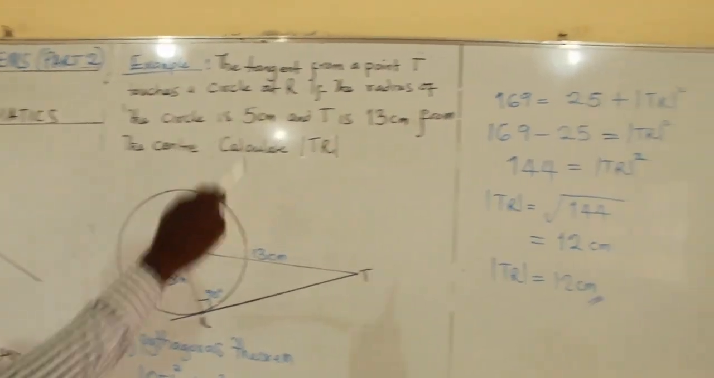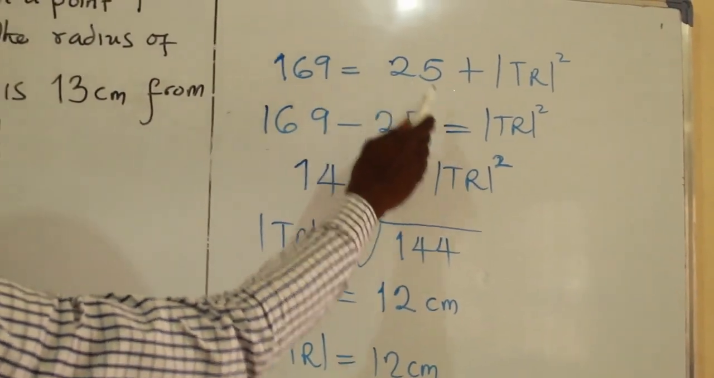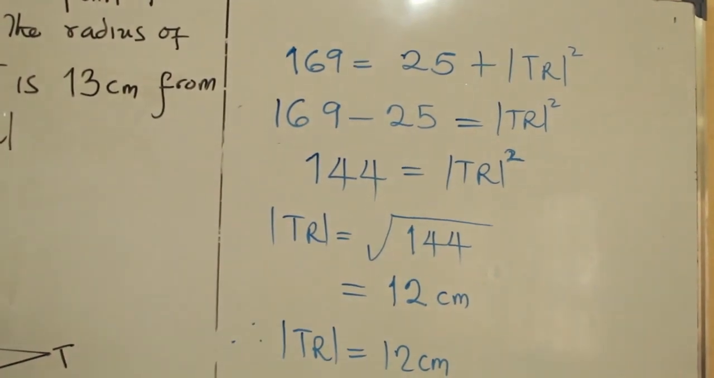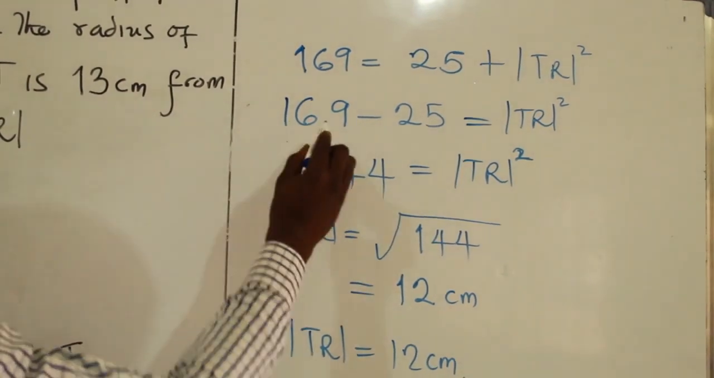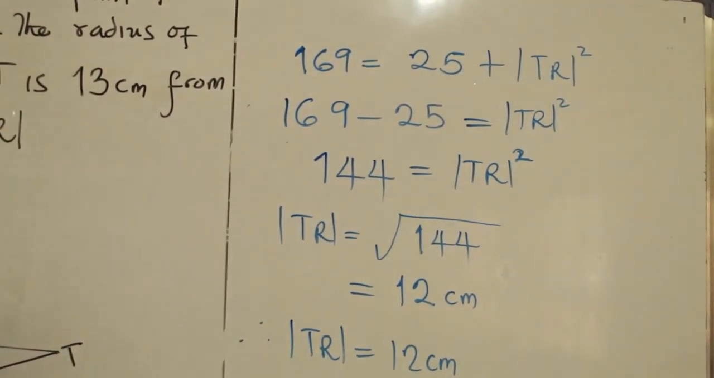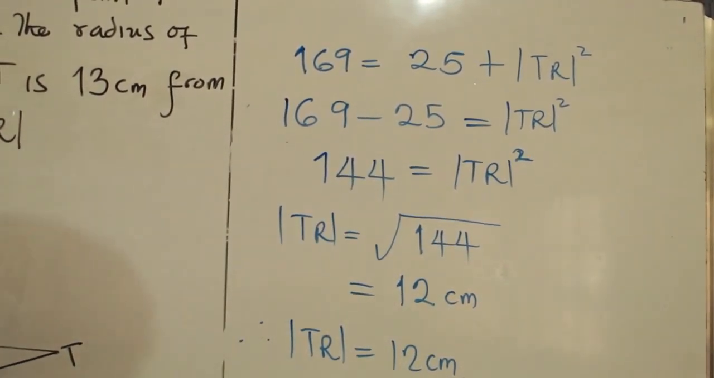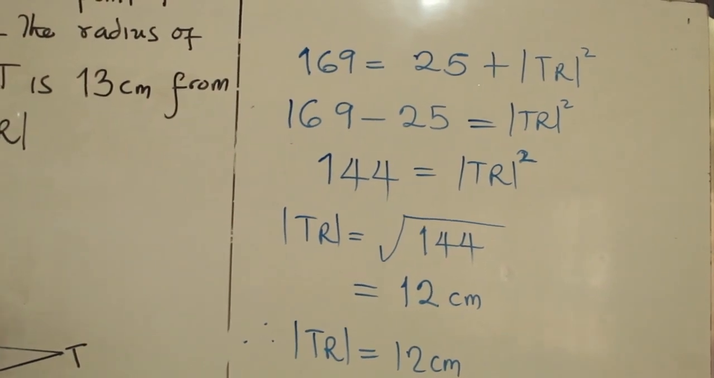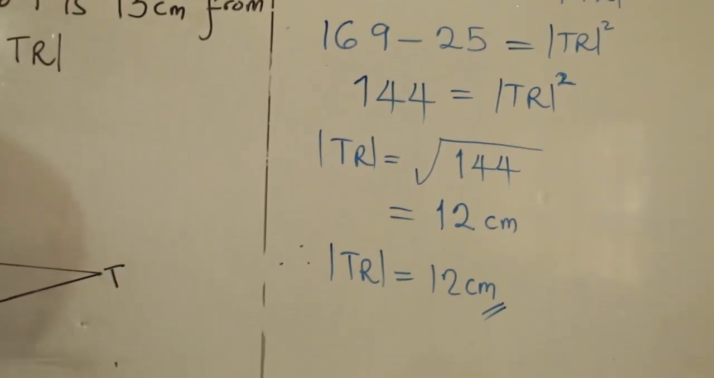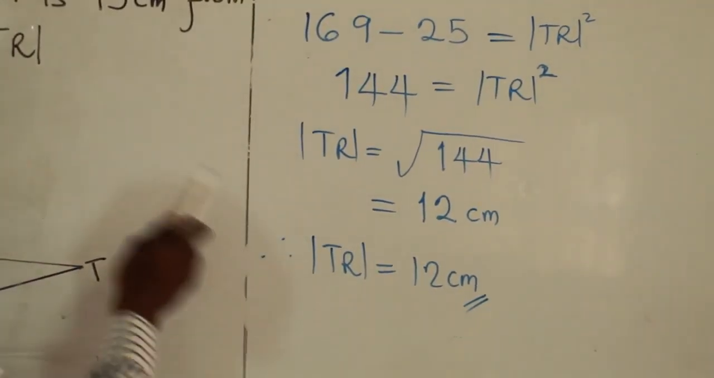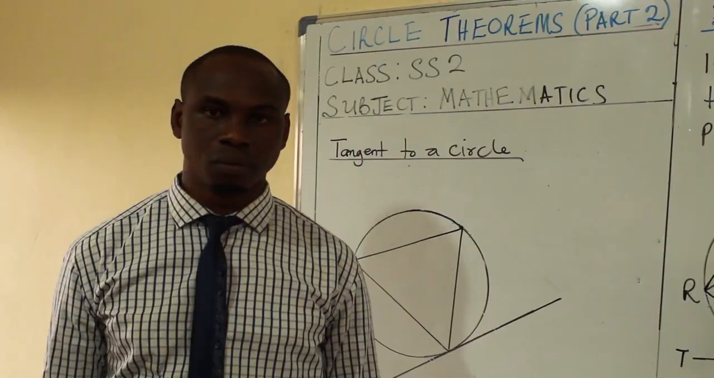We found 13 squared to be 169, 5 squared to be 25, and we left TR as TR because that is the length we are looking for. We took 25 to the other side and we had 169 minus 25 equal to TR squared. 169 minus 25 gives us 144, and that is still equal to TR squared. TR became the square root of 144, and that is 12 centimeters. Then we have found the length of TR, and that is 12 centimeters.